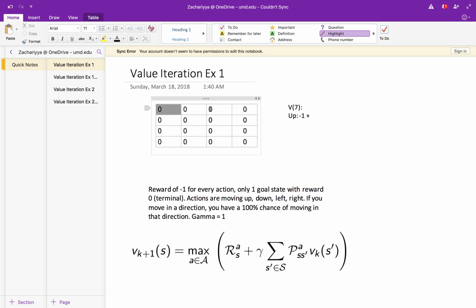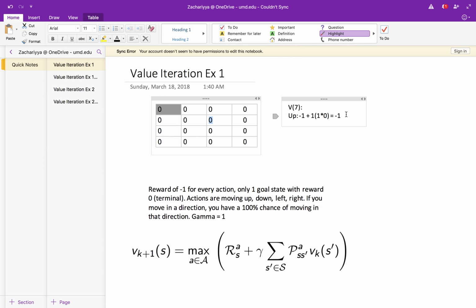So if I go up, there's only one successor state I can end up in because of this rule right here. So that's just this guy. If that's all I can end up in, that's all I really have to account for. So it's just 1 is the gamma, 1 is the probability, times what? Times the value of that state, which is 0. So it ended up just being -1.